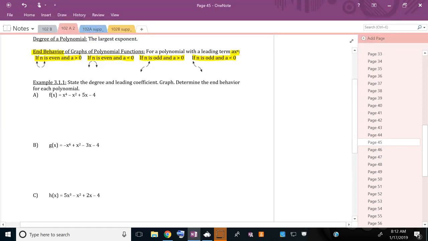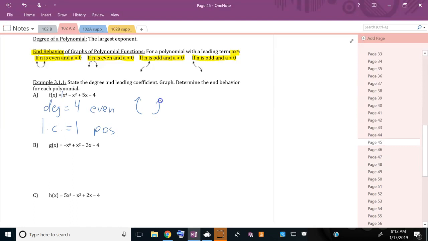So for each polynomial, let's state the degree and leading coefficient, and then determine our end behavior. So first, f of x is x to the 4th minus x squared plus 5x minus 2. Then my degree, again, is the largest exponent, so here it is 4. I'm going to do LC as short for leading coefficient. Now here, there is nothing in front of that, so it's an understood 1, so that is 1. So my degree is even, my leading coefficient is positive, so this should be my first case.